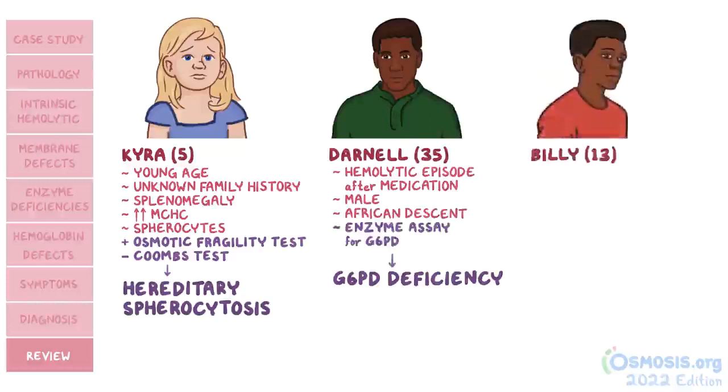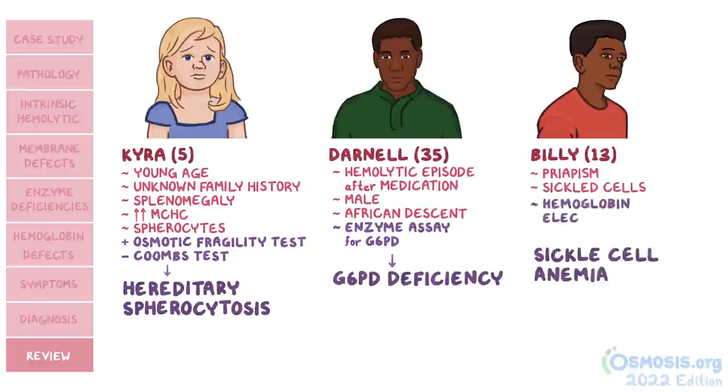Meanwhile, Billy has priapism, and due to the presence of sickled cells on peripheral blood smear, he most probably has sickle cell anemia. A hemoglobin electrophoresis should be ordered to confirm the diagnosis.